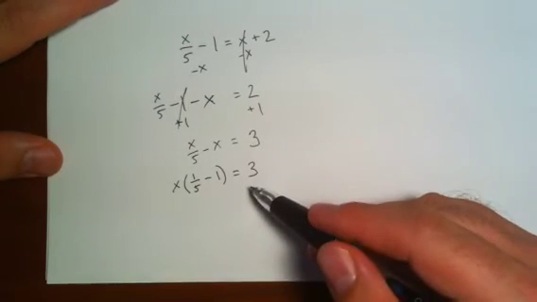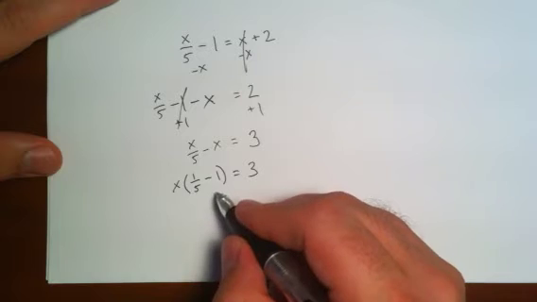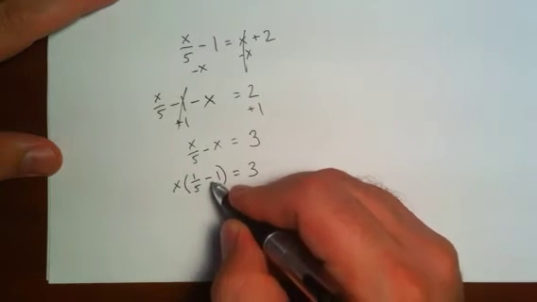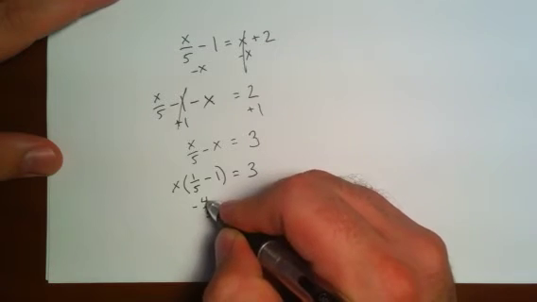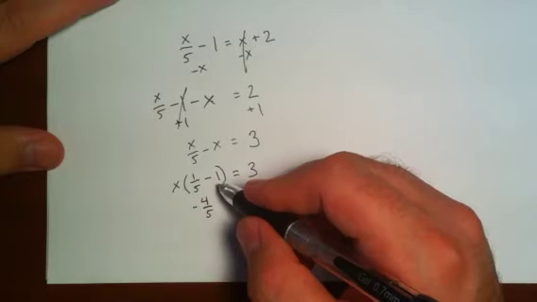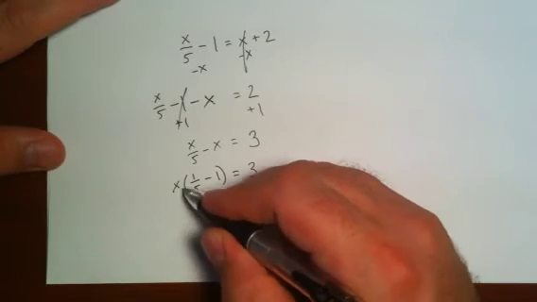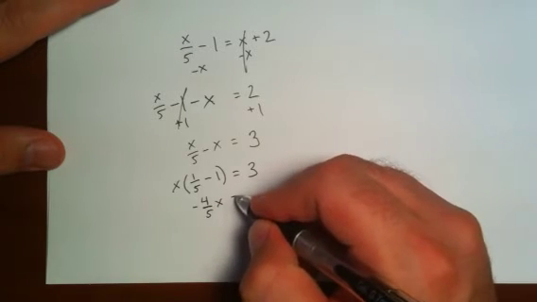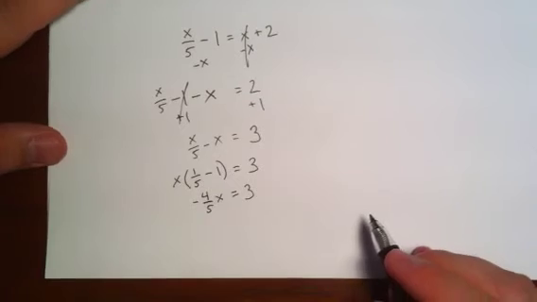So this is what we're left with. So let's go ahead and simplify what is here in parentheses. So 1/5 minus 1 would give us minus 4/5. Right? Because 1 is like 5/5. So that's how that works out. If you have questions, just ask. And then times this x here equals 3. Okay? So that's where we're at.